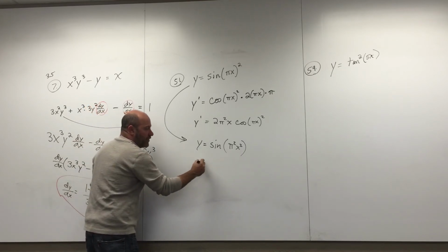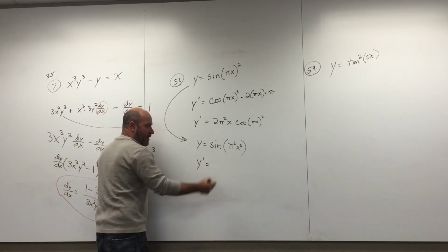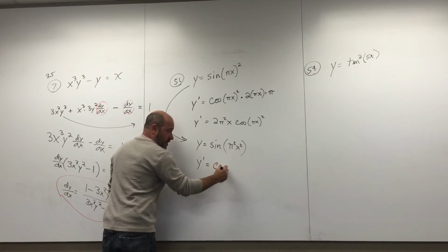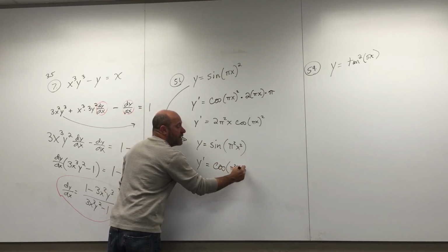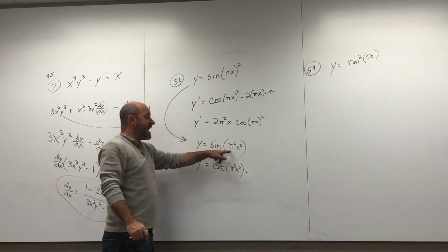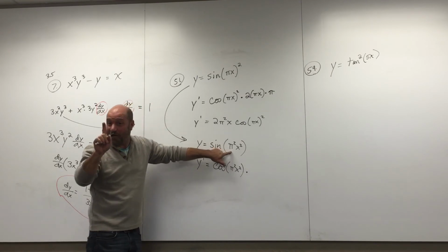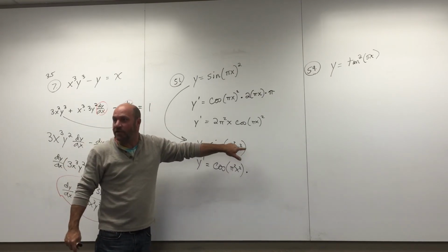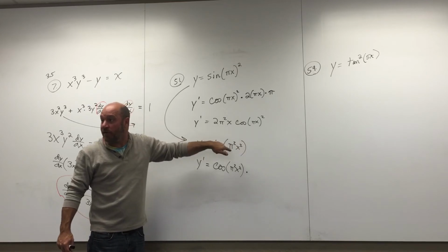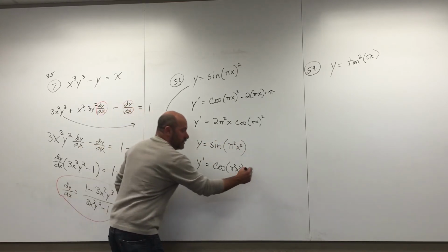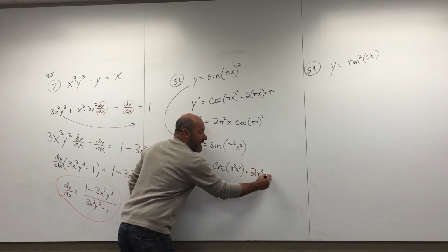What happens now? What if you do the derivative now? You ready? I'm doing the derivative now. The derivative of the sine? Cosine. Pi squared x squared. The derivative of this angle now. The pi squared is a constant. The x squared is your variable. You bring the 2 down and you're done. 2 pi squared x. Is that okay?